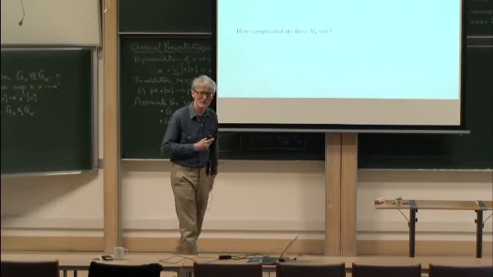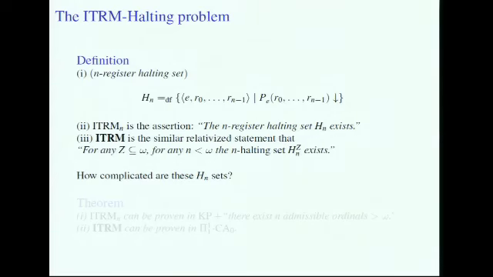So again, just to formulate something a bit kind of second order number theoretically, let ITRM sub n be the assertion that the n register halting set exists. So we're asking for the set of integers here to exist, and it's going to need some second order number theory to prove there is such a set.